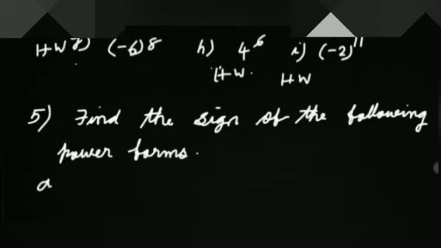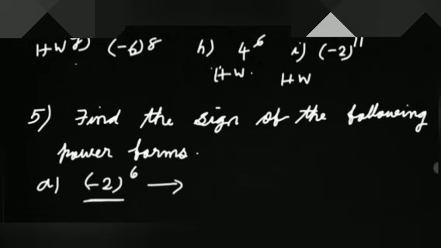So write down question number A, minus 2 raised to 6. What is the sign of this power form? Who can say how to find out the sign of this power form, or which rule has to be applied? Yes, minus 2 is a negative integer, and the power is 6 here. Is 6 even or odd? Yeah, 6 is an even number, no doubt in that.